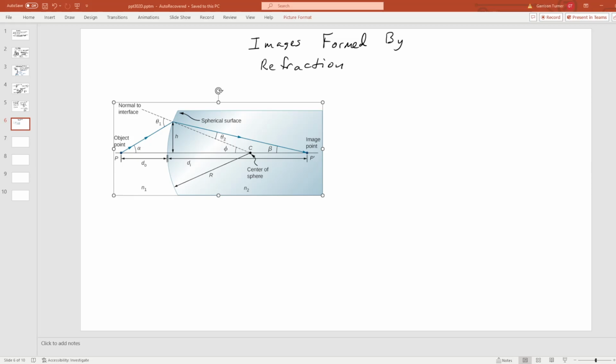We now look at images formed by refraction and consider a slab of, say, glass or acrylic or something. So, a slab of transparent material. Okay. And you have some sort of source, what we call our object point. Now, this is the thing that's giving off the light rays.